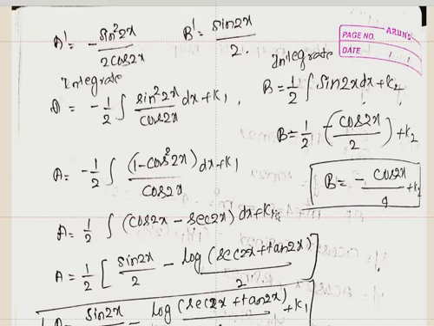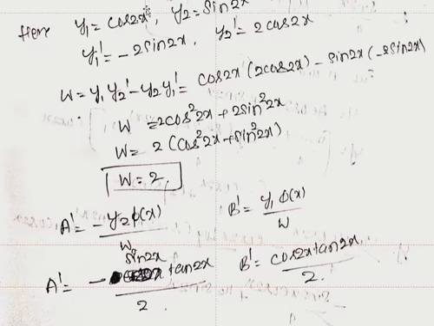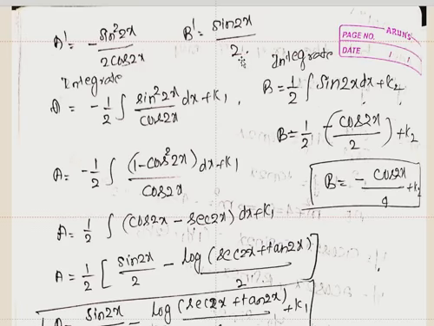Similarly, we can find out B. Therefore, b dash is equal to y1 into pi of x divided by w. Here y1 is cos 2x. Here pi of x is the RHS of the given differential equation, that is tan 2x, divided by w, which is 2. Therefore, b dash is equal to, tan 2x can be written as sin 2x divided by cos 2x. Therefore, this cos 2x and cos 2x get cancelled. Only the remaining term is b dash is equal to sin 2x divided by 2.